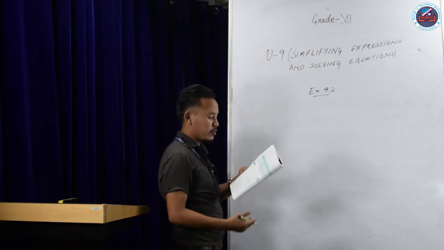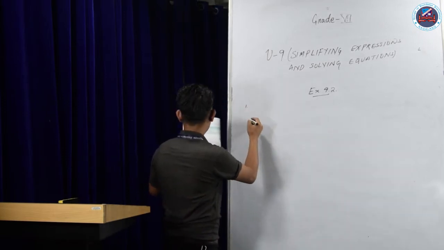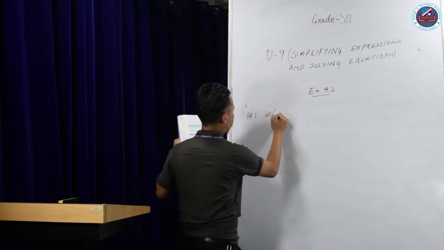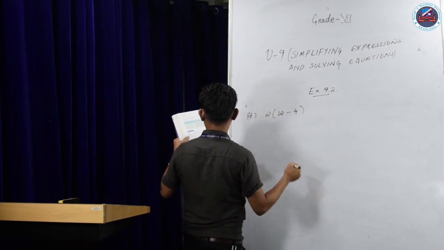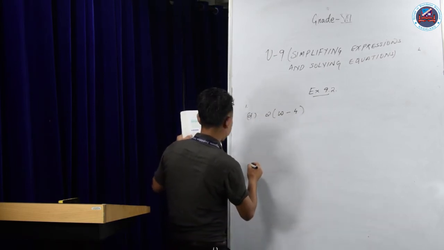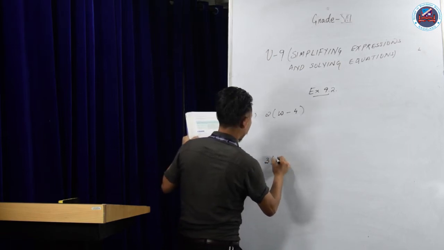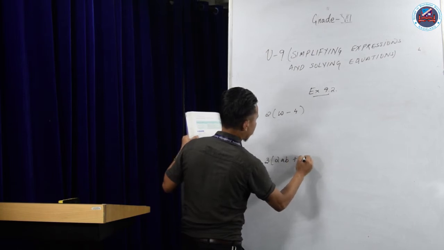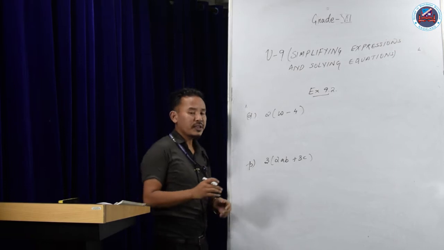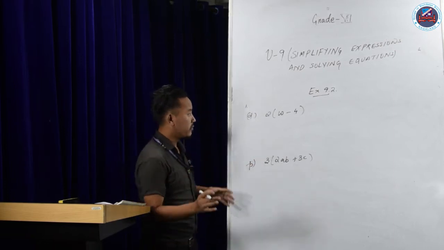In 9.2, the first question says, expand each expression. So let me do question number D, that is 2 bracket w minus 4. And let me do one more, that is D and P: 3 bracket 2ab plus 3c. The question clearly says we need to expand it and then we need to simplify it.